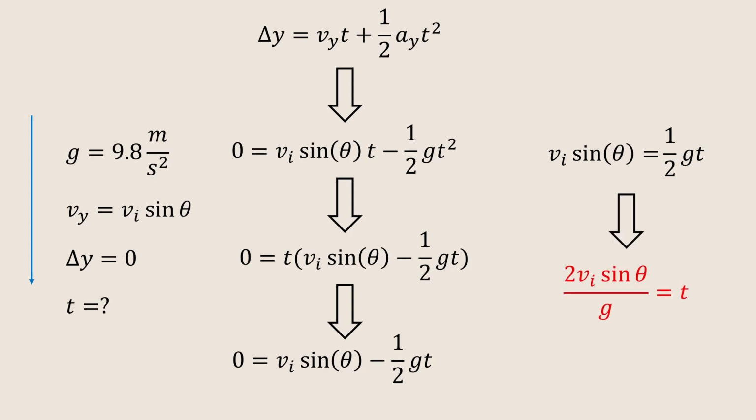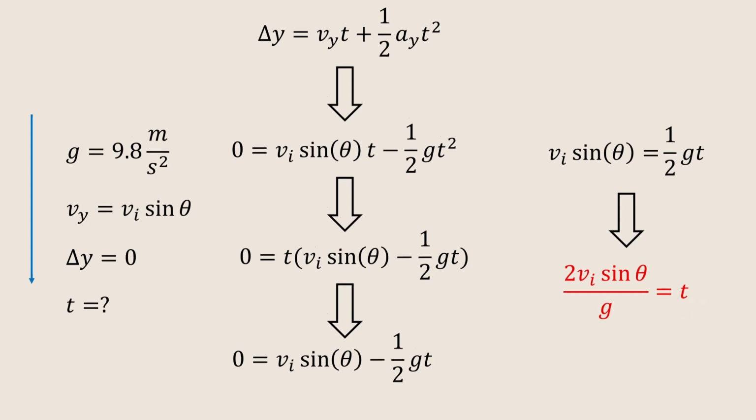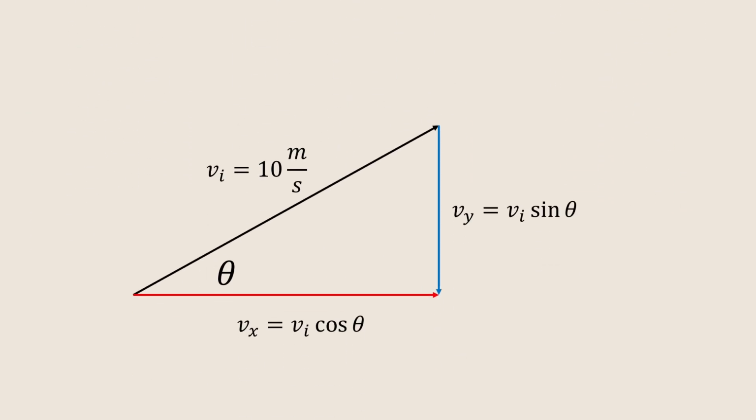Finally, we can rearrange this by multiplying by 2 and then dividing by g to get 2 times initial velocity sine of theta divided by g is equal to our time, t. Now that we have our value for time, we can focus on our velocity in the x direction, the horizontal component.